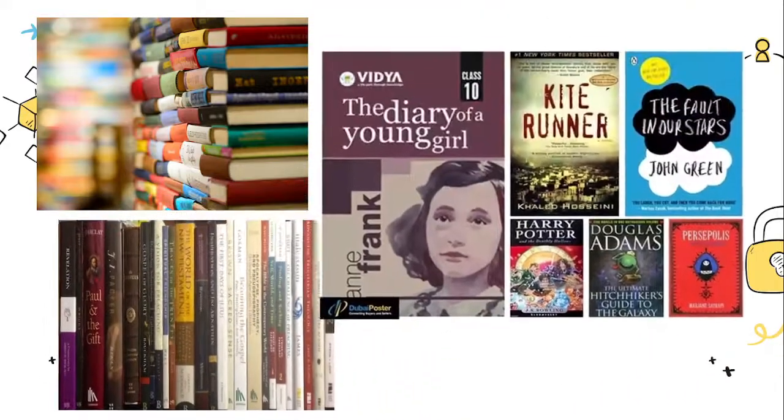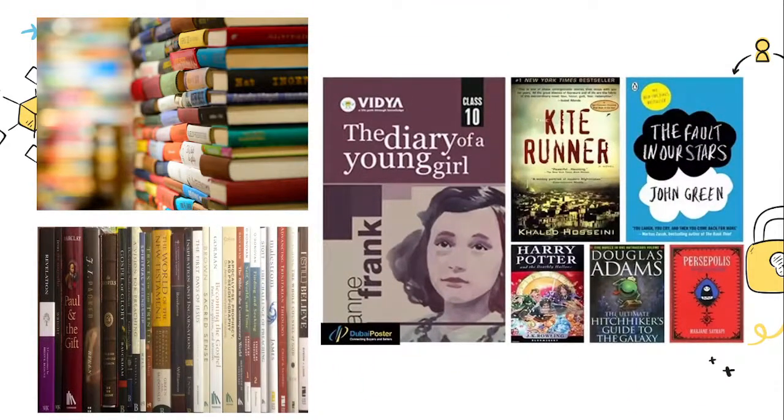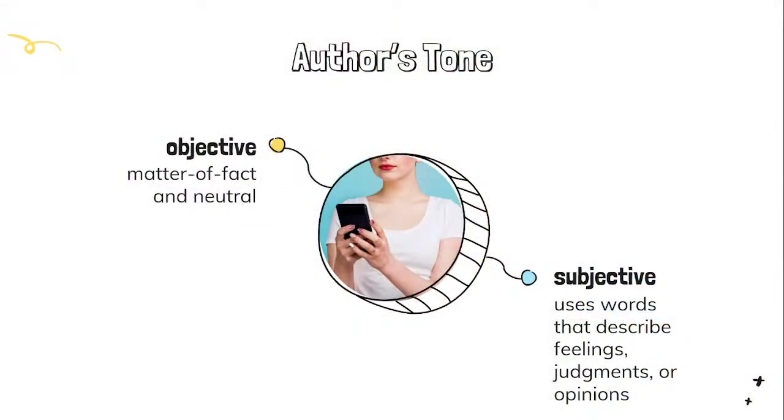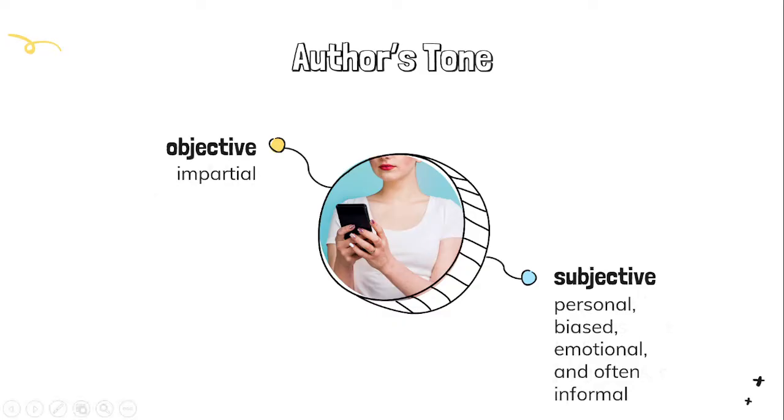On the other hand, fiction and personal essays are usually written with a subjective tone. A subjective tone uses words that describe feelings, judgments, and opinions. The details are likely to include experiences, senses, feelings, and thoughts. Objective tone is impartial. It does not show any feelings for or against the topic. Therefore, it is unbiased or neutral.